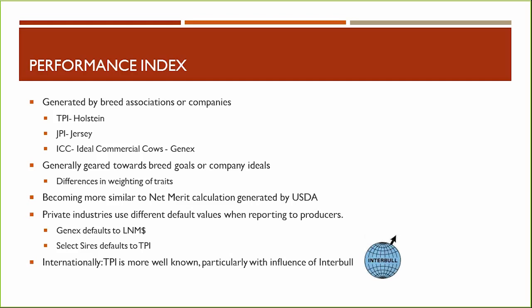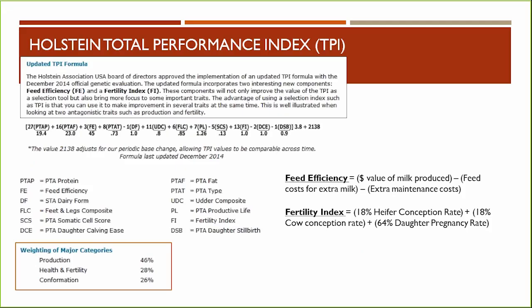So just to give you some ideas, if you look on the Holstein website, this is the Holstein Performance Index, or TPI, and this shows you the different weighting of traits. Big picture is they also have some unique smaller indexes such as feed efficiency that's included, or fertility index. If you look on the Jersey website, you'll get something like this, a pie graph that shows you what they include in their performance index.